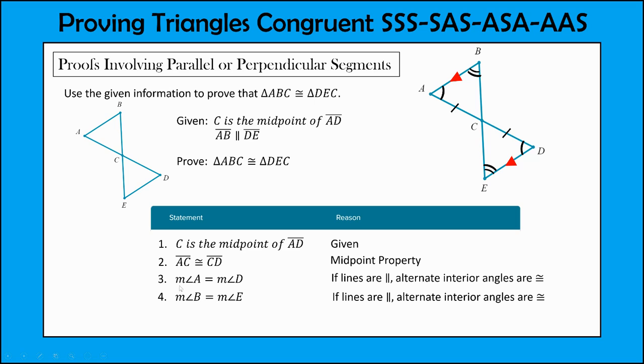Now, notice I wrote it like this: the measure of angle A equals the measure of angle D. The measure of an angle is a number. So I'm saying a number equals a number, which is true. Now, if I didn't want to put the M on there, I could say angle A is congruent to angle D. So you use equality when it's a number, and you use congruency when it's a figure.